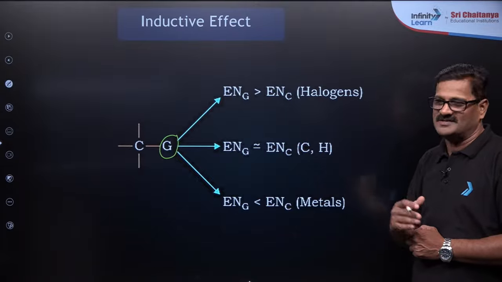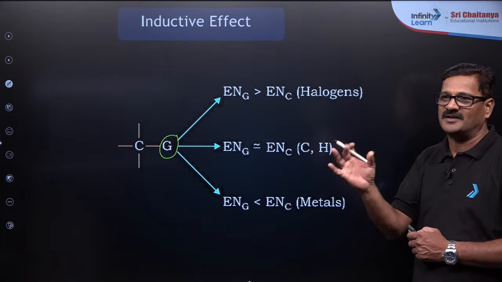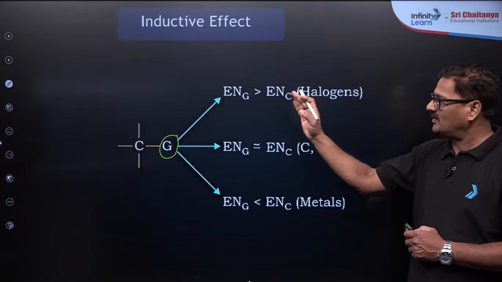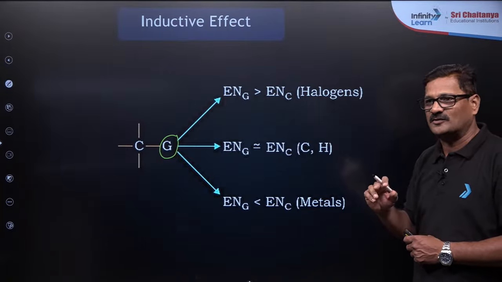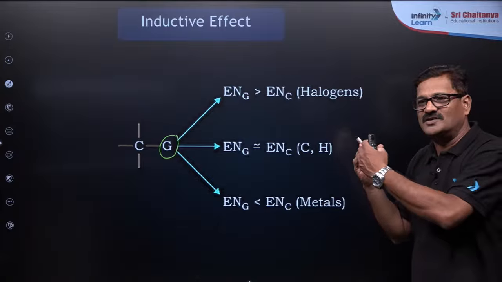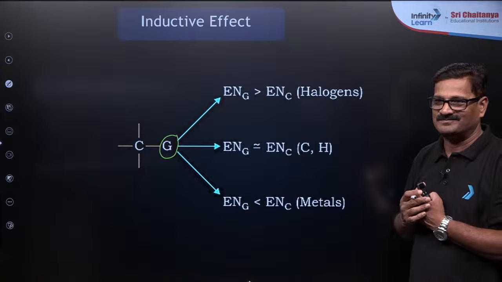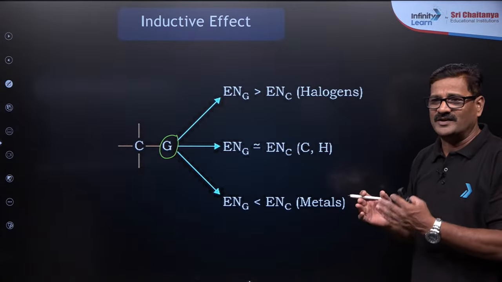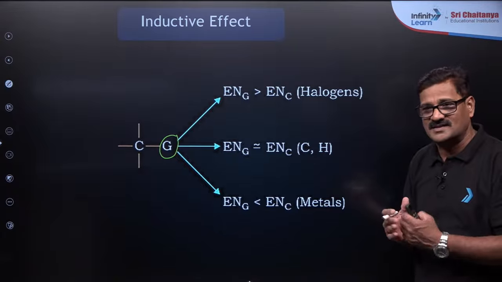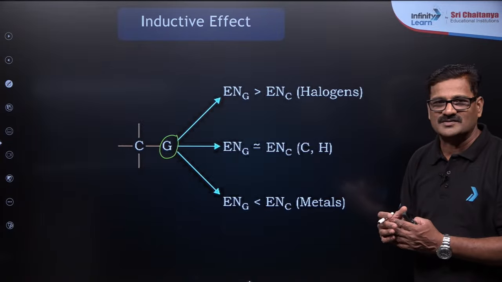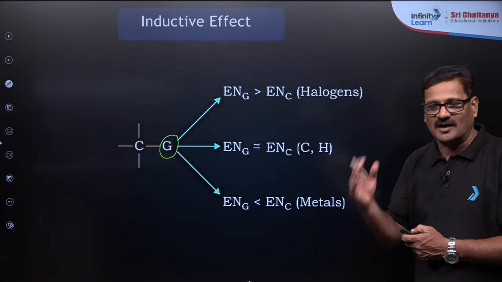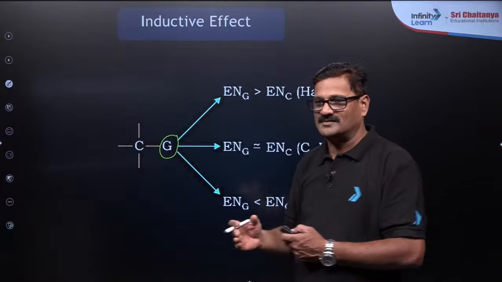Electron do not move, just a dipole movement phenomenon. When the group electronegativity is greater than carbon electronegativity, the electron is going to move towards this group, just like the halogens. If the electronegativity of the group or the atom is less than carbon, the electron is pulled towards this carbon across a sigma bond.